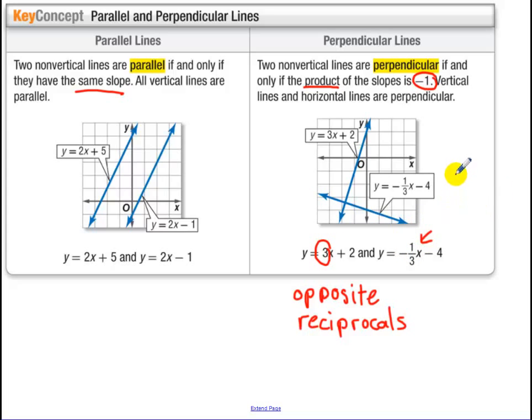Now keep in mind, vertical lines and horizontal lines are perpendicular. So if I have a vertical line and a horizontal line, those 2 lines are going to be perpendicular. And then any 2 vertical lines are going to be parallel. And technically any 2 horizontal lines are also parallel.